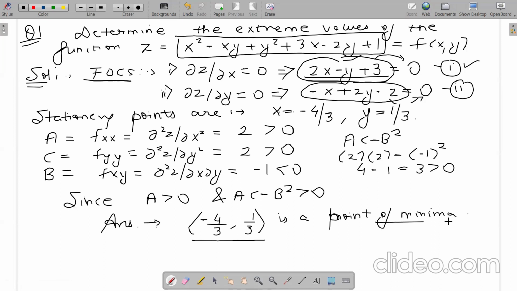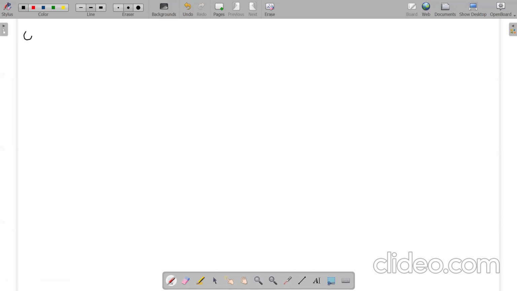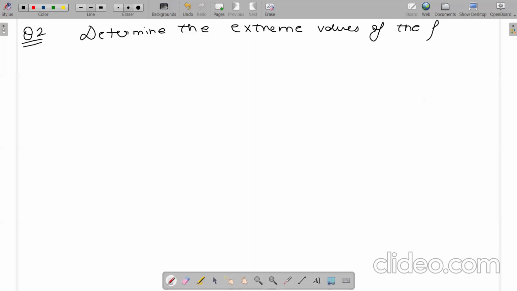Okay, let's look at question number 2. Erasing all this off. Let's look at question number 2. Determine the extreme values of the following function. Determine the extreme values of the function z, which is x cube plus y cube minus 3xy.